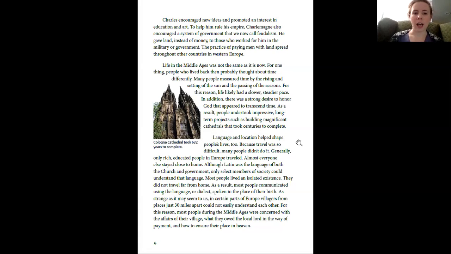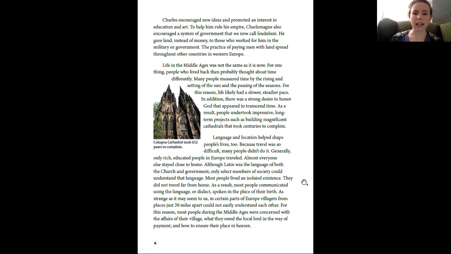Language and location helped shape people's lives too. Because travel was so difficult, many people didn't do it. Generally, only rich, educated people in Europe traveled. Almost everyone else stayed close to home. Although Latin was the language of both the church and government, only select members of society could understand that language.